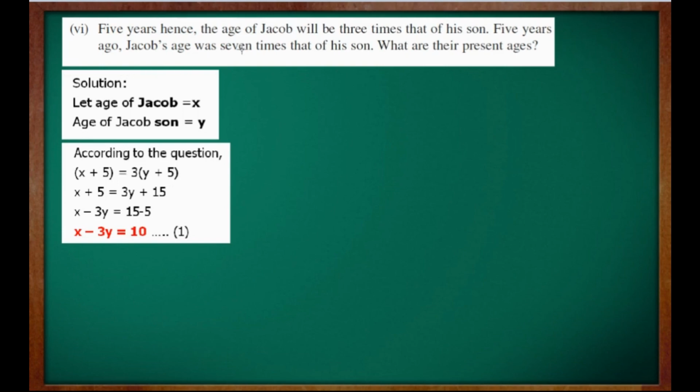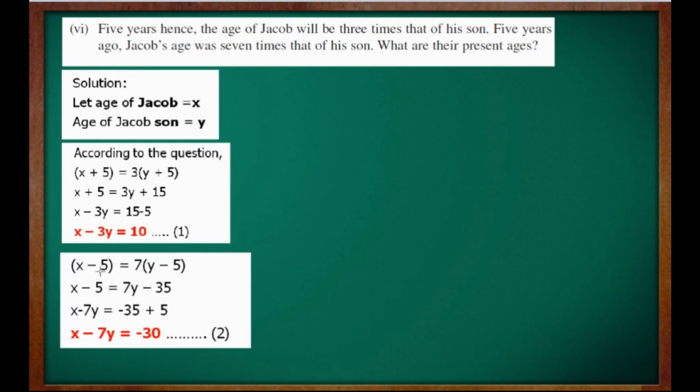They have given second condition also in the question. 5 years ago, ago means back, Jacob's age was 7 times that of his son. So if your age is 15 now, what is your age 5 years back, students? 5 years ago, yes, 10 years. That means 15 minus 5, which is 10. Here also I will take x minus 5 because we don't know Jacob's age. I have taken as x.